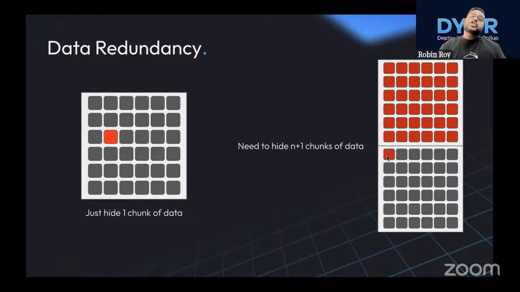So if you are a malicious person, you will have to hide n plus one chunks of data to actually hide the data that you want to hide. So even if I want to hide just this small part, I need to hide n plus one chunks of data to be able to hide just this one part, right? Because of that, it's very hard for anyone to hide data and keep data unavailable. Hopefully that made sense. Let me know if you have not grasped it.